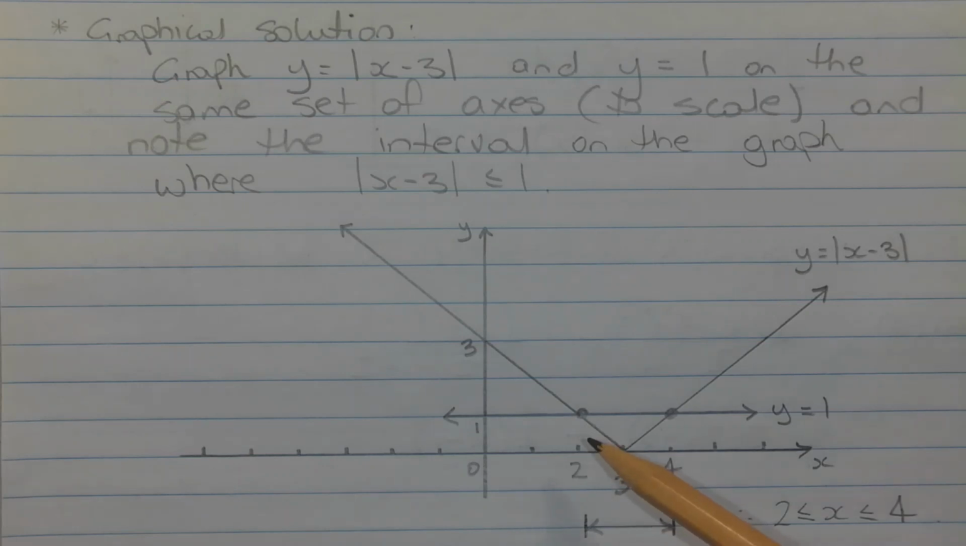And noting the interval where the part of the V shape is lower than or at the line y equals 1, we can see these are our 2 points of intersection which occur at x equals 2 and x equals 4. And this part of the V shape is below the line y equals 1. Note that the points of intersection are also included in the solution. Therefore, x is greater than or equal to 2 and less than or equal to 4.